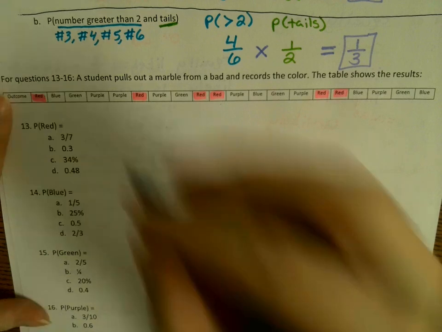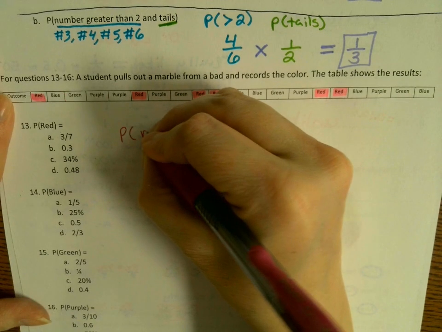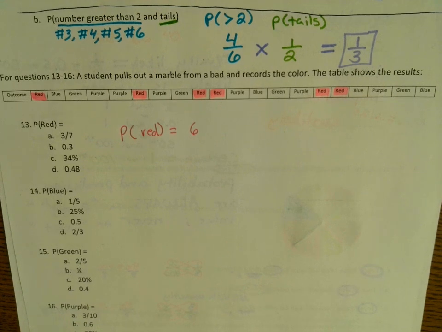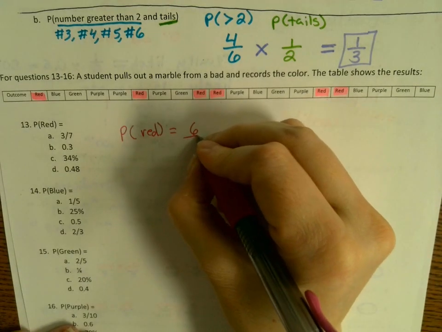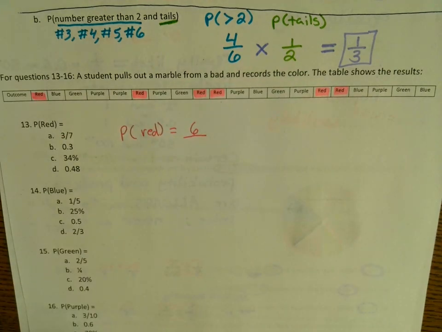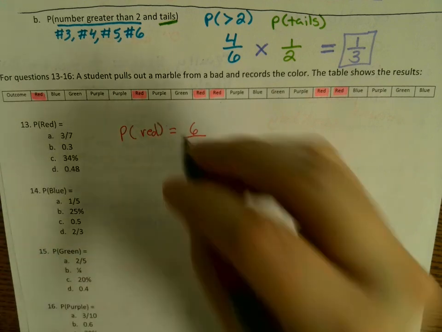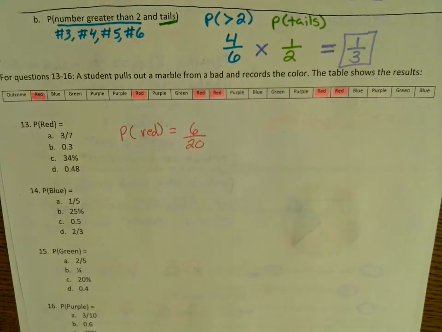Okay, so I'm going to say the probability of red is equal to 6. Is that right? No, why not? I have 6 reds. What else do I need to know? How many total, because remember, it's supposed to be a fraction. So it's 6 out of what? 20, right? If we count up all the boxes, it's out of 20. So we have 6 over 20.